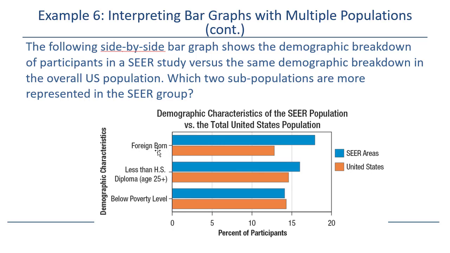And then what they did is they took each of those populations and they've got, okay, how many are foreign born in each of those? Less than high school diploma in each of those. Below poverty level in each of those. So don't get caught up in what it means to be a SEER area versus the United States. Just know that when you're basically comparing how many things you have with a certain characteristic in two different populations, then you do a side-by-side like this.